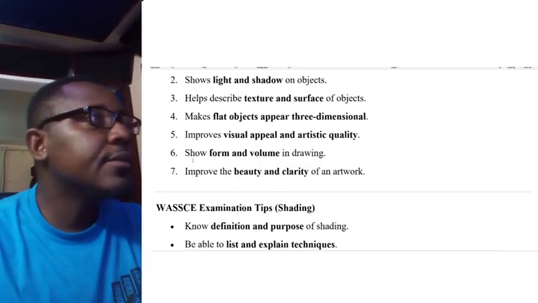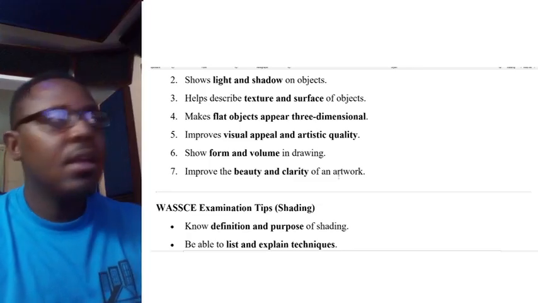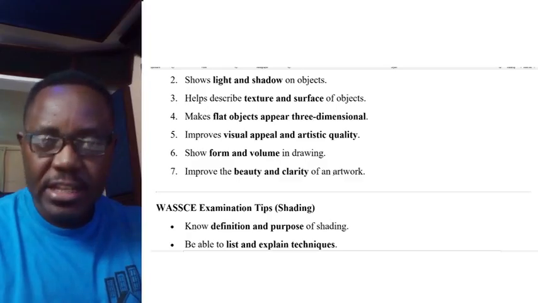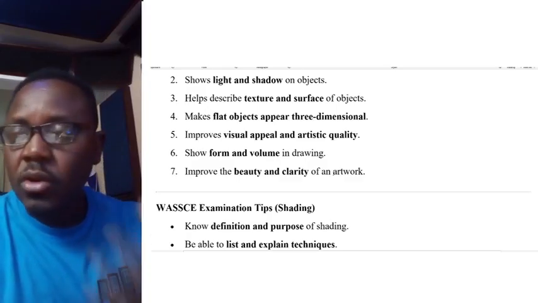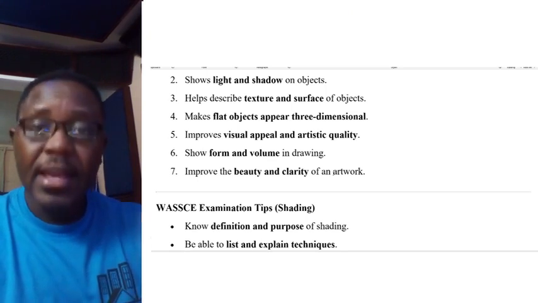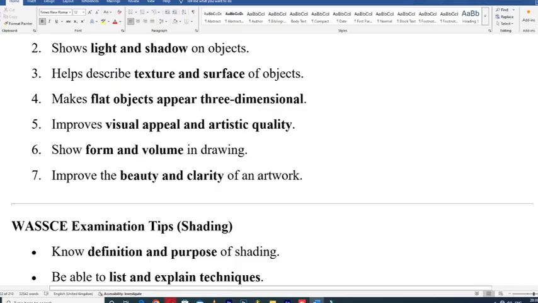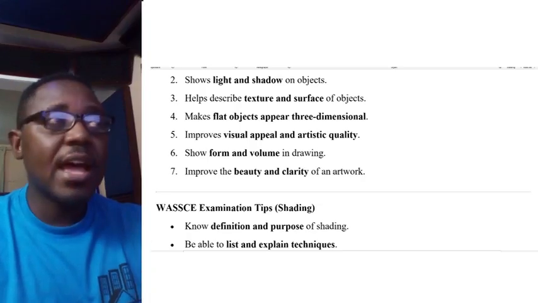And then they said, shows form and volume in drawing. Then number 7, improves the beauty and clarity of an artwork. Now, we've been able to cover shading. It's left to you to watch the practical class, observe, and practice, and do whatever I ask you to do. If you want to be good at shading, then you must do what I ask you to do.